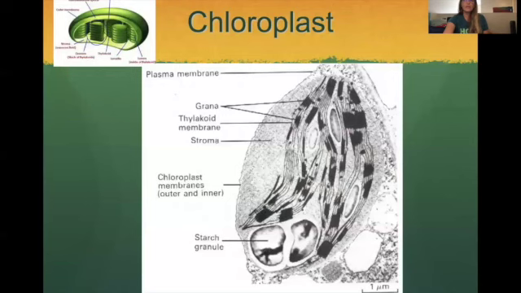So the first thing here is you need to be able to label a micrograph of a chloroplast. So you need to know where all of these things are, the grana, the thylakoid, the stroma, the chloroplast membranes, inner and outer, starch granules. The good news on this is it'll be a 3 or 4 point question on probably paper 2, maybe a 1 point multiple choice question. So make sure that you can identify 4 of these things and you'll probably be okay.